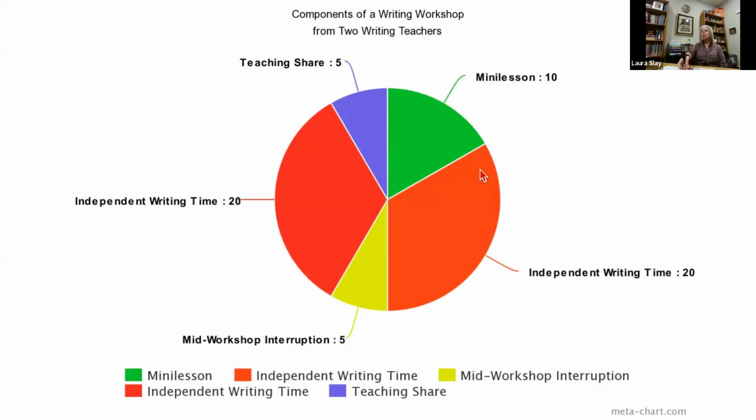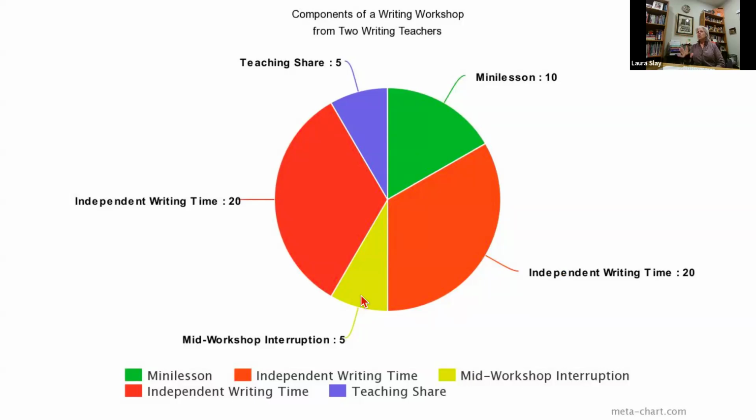So the components of the writing workshop from the perspective of the writing experts is, again, what I just described. You've got a mini lesson, probably 10 minutes, 15, sometimes 20. It really depends on you and your teaching style and what your kids can sustain. You're going to have a larger chunk, which is your independent writing time.